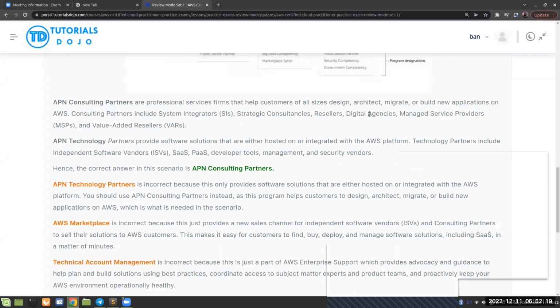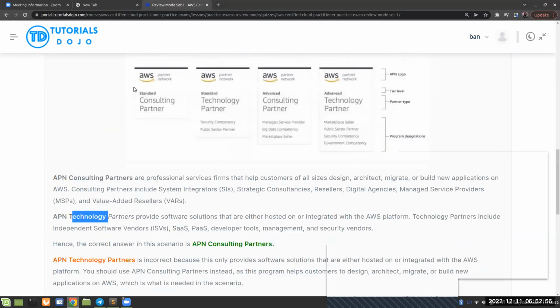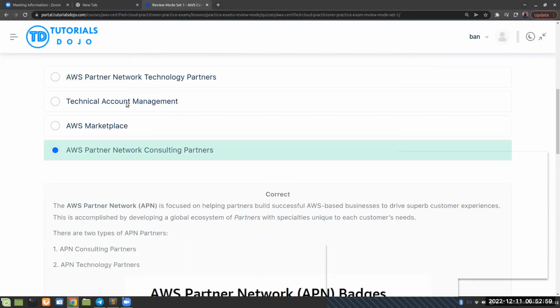But consulting partners is when you are thinking of architecting your solution, which could be design, architect, and migrate or build new applications on AWS. So when you think of consulting partner, think of architecting, designing, and migrating. Once you see technology partners, you should think of software solutions. Consulting partner is building new applications in AWS, but mostly with designing. So that's one way to distinguish between the two.